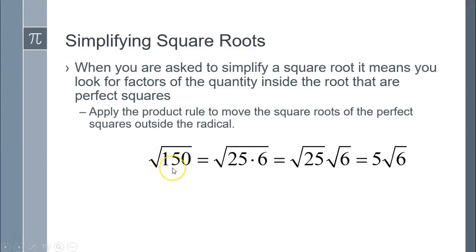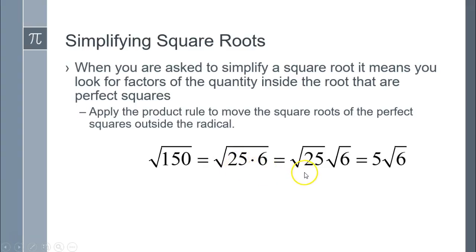So 150, you can divide 150 by 25 and get an integer. 25 times 6 is 150. So again, it's helpful to know your perfect squares. I would start by dividing 150 by 4, then 150 by 9, because that's 3 squared. Then I'd try 150 divided by 16. That didn't give me an integer factor, but the next perfect square is 25. 150 divided by 25 gave me 6, so I'm going to rewrite the 150 as 25 times 6.